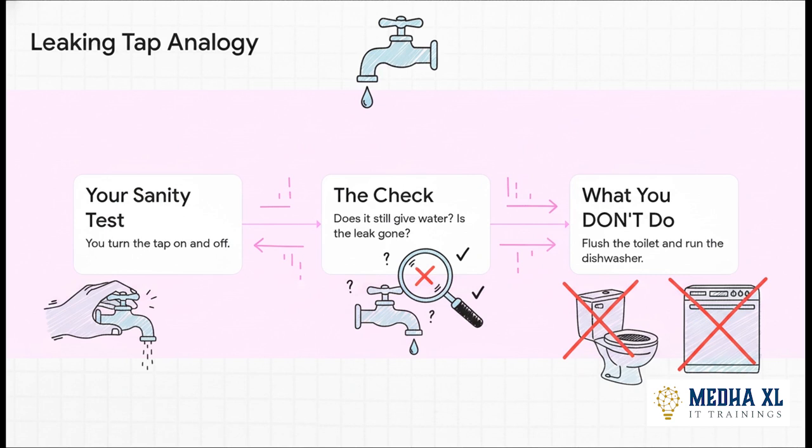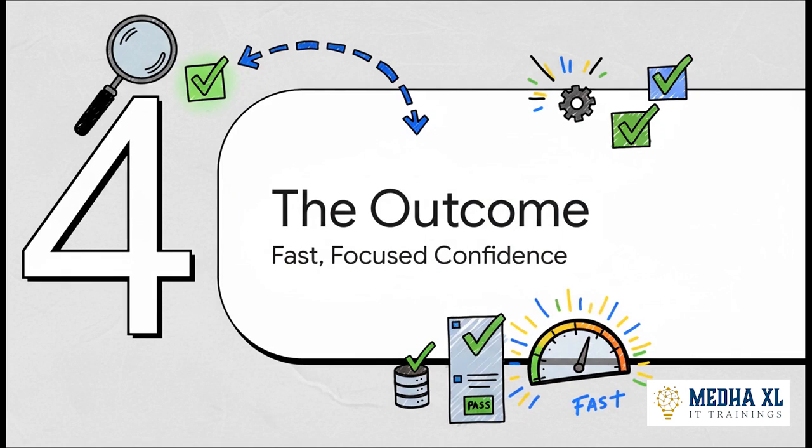What you don't do is immediately run upstairs, flush the toilet, start the dishwasher, and turn on the shower just to make sure the entire house's plumbing is okay. Of course not. That would be total overkill. You just focus on the one thing you changed. So when you really boil it all down, sanity testing isn't just another box to check. It's actually a strategy for getting a really specific and super valuable result.